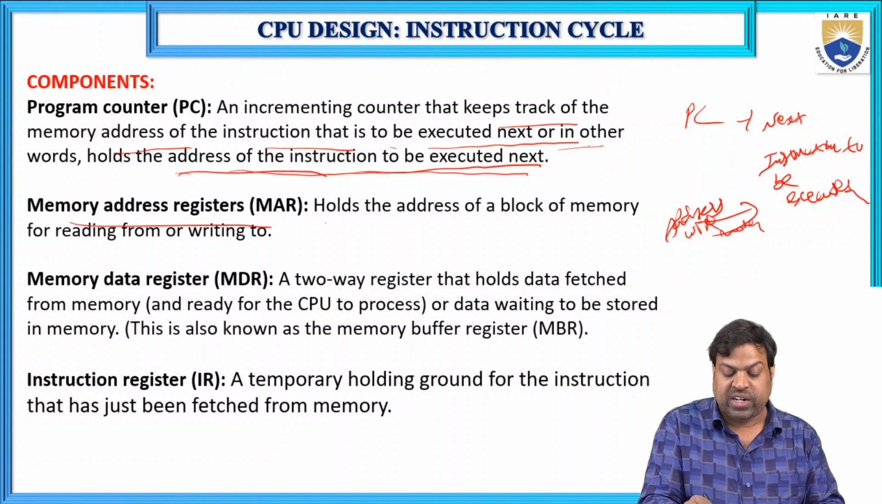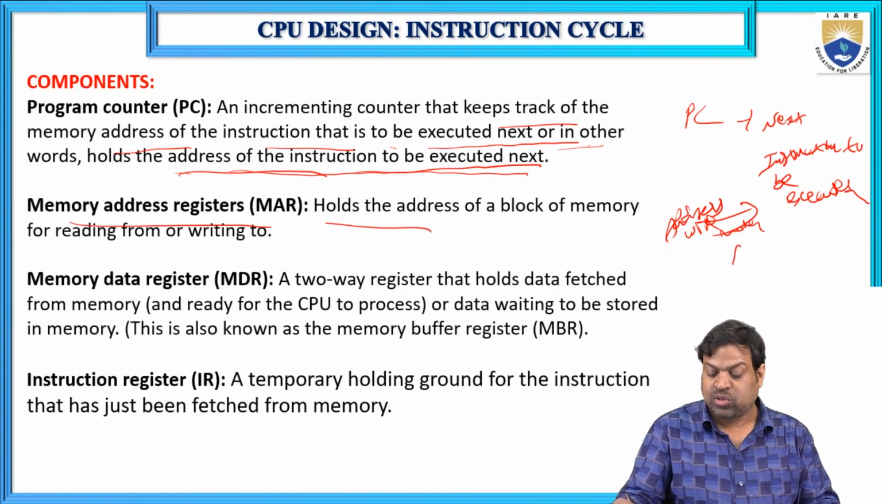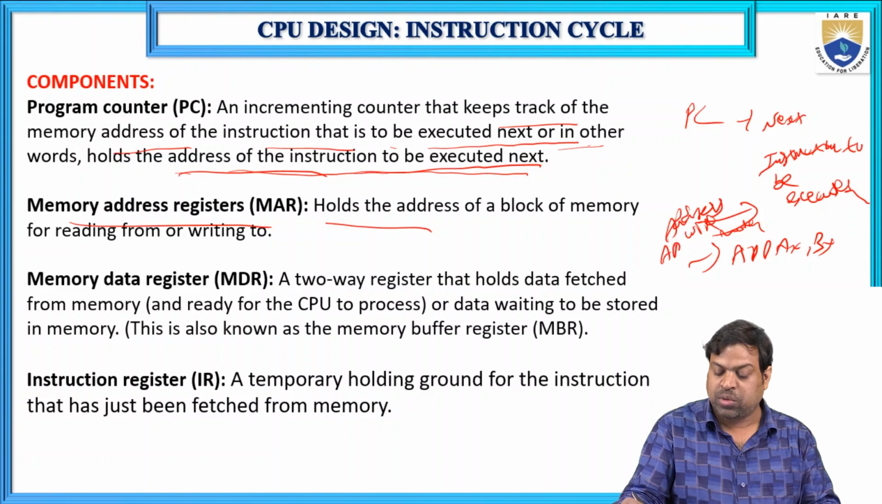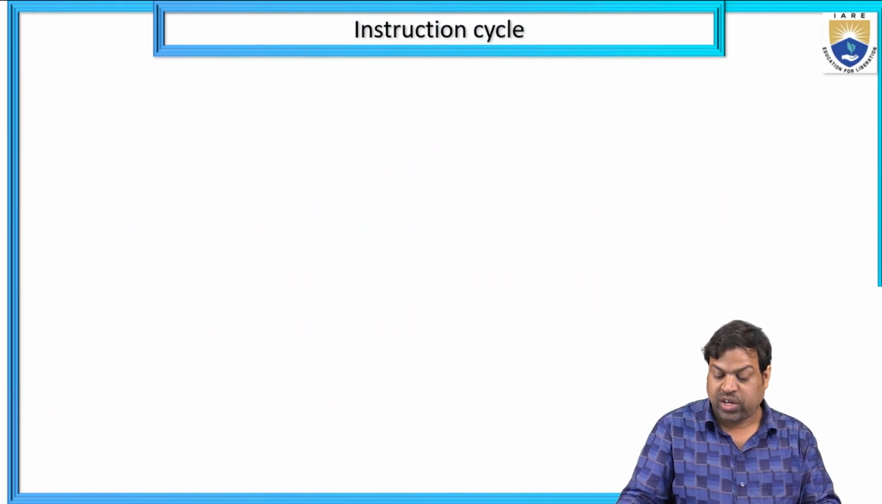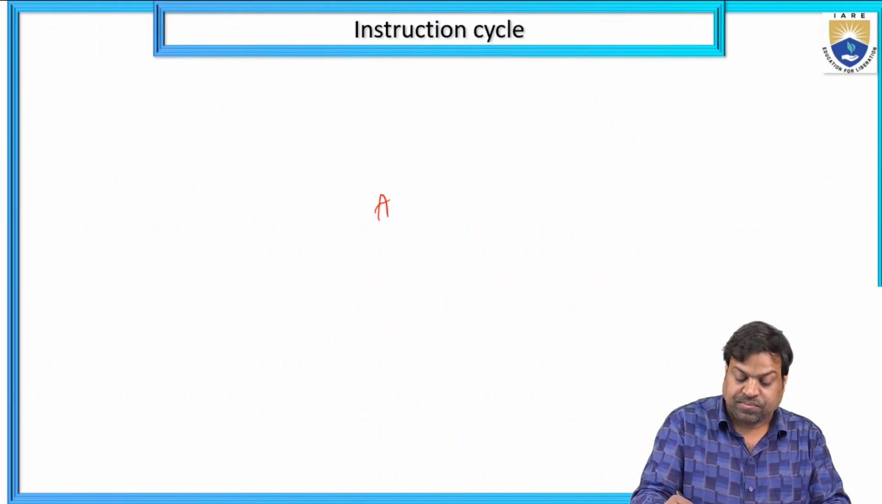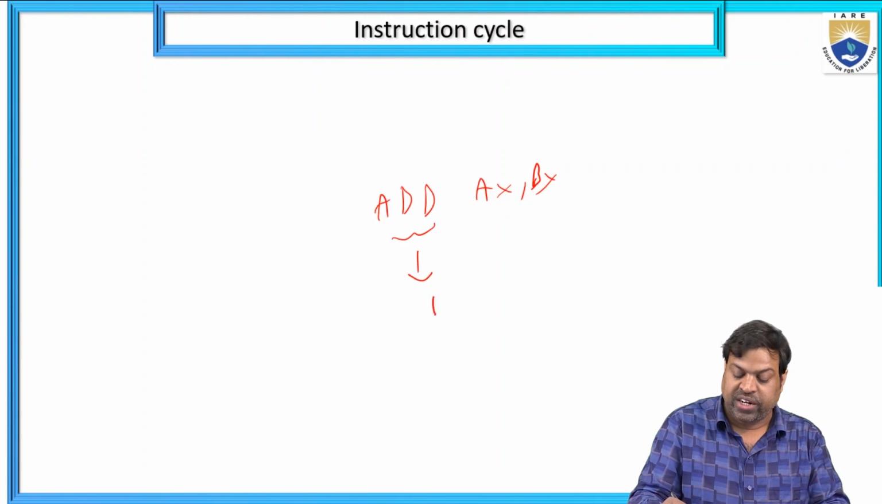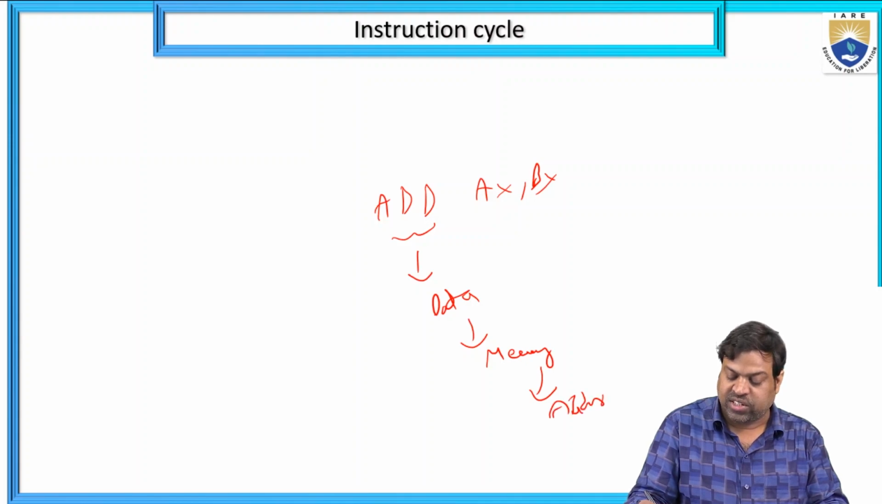And the memory address register. For any instruction, suppose I am giving add ax comma bx. Shall I need an address of this memory? Yes, I need an address. Suppose I am taking add ax bx, meaning I am going for an arithmetic operation. Is it data? Yes, it is data. Shall I need memory? Yes, I need memory. Shall I need an address? Yes, I need an address.